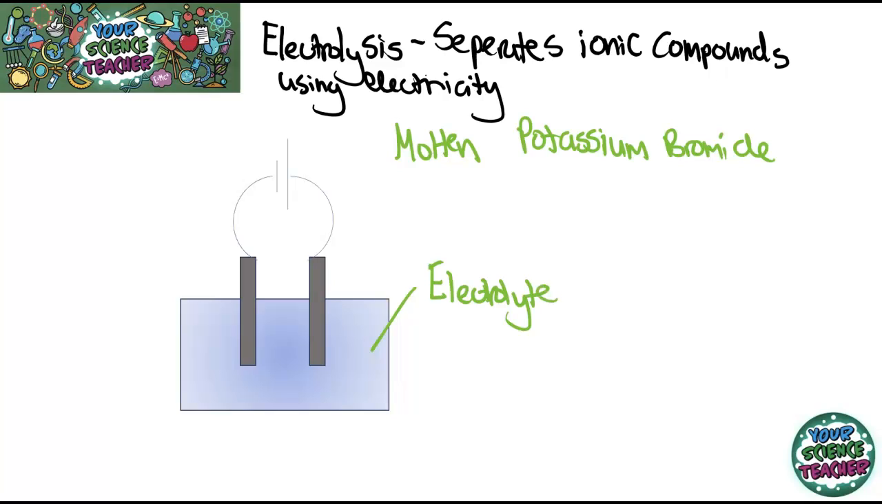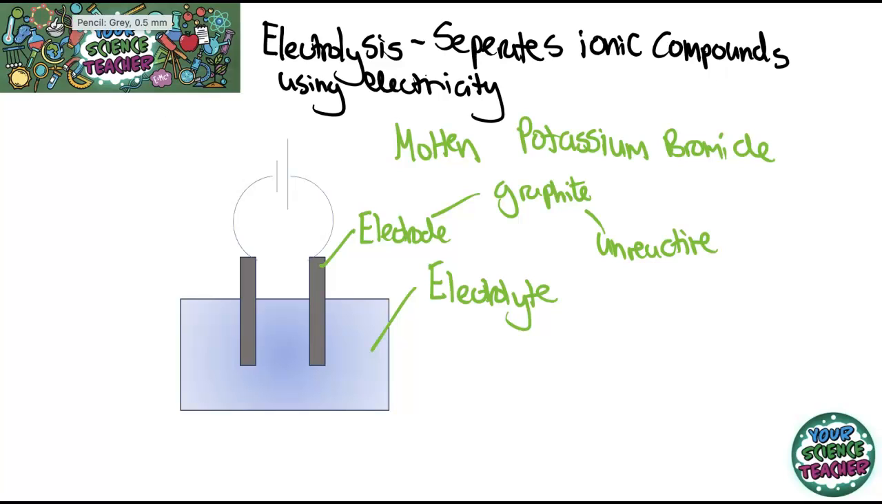Now, if I have a look at my experimental setup here, I have two what are called electrodes, and these are often made out of graphite. The reason why they are made out of graphite is due to the fact that graphite is very unreactive, and also because it conducts electricity really well. Remember from structure and bonding, it only has 3 bonds per carbon. So it therefore has delocalized electrons.